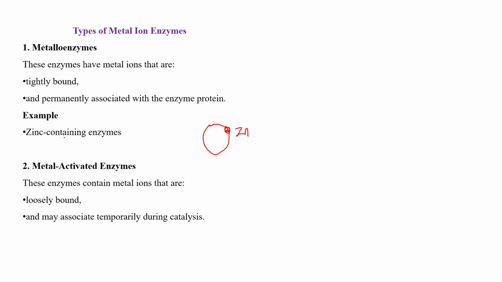For the metal activated enzymes, these enzymes contain metal ions, but the metal ions are loosely bound. So after the catalysis or after the reaction, they tend to be removed.